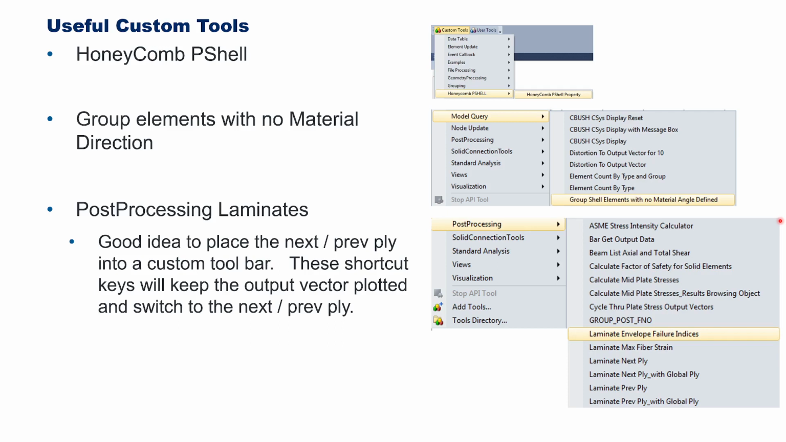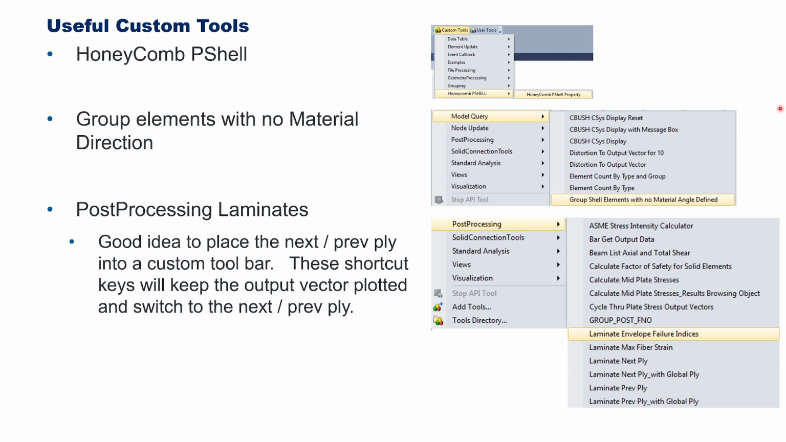Here are some useful custom tools you may find for creating laminates. There's the honeycomb PSHELL, found here, which helps you define your honeycomb materials. Group Elements with No Material Direction helps you find any parts of your model that you haven't assigned a material angle definition to. You don't want to leave it undecided, because you don't know what it might be assigning, and it might not be appropriate for that particular area of your layup. So it's just a quick way to identify parts of your model without having to visually scan around everywhere looking for those material angle definitions.